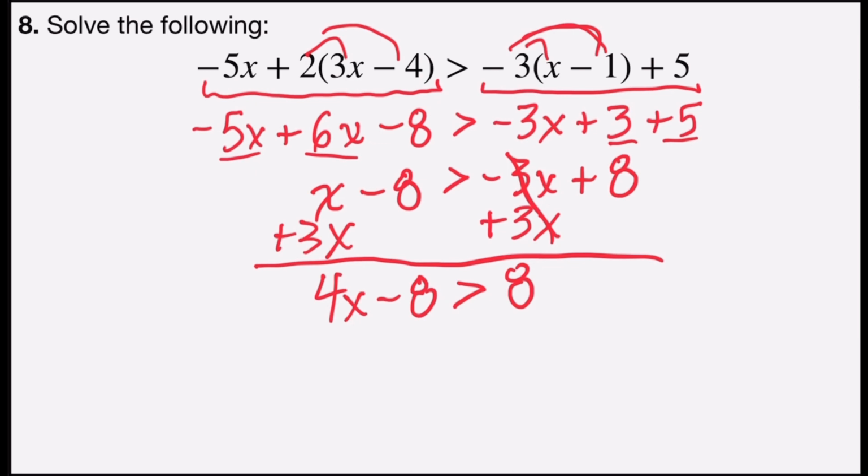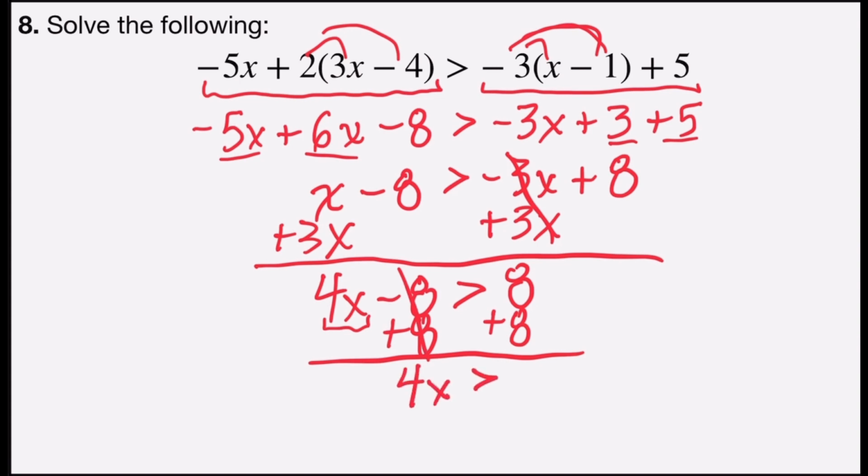Next step, I have to isolate my variable term 4x, so I'm going to add the opposite of negative 8, which is positive 8. Negative 8 plus 8 is 0, so that's eliminated. 0 plus 4x is 4x, and that's going to be greater than 16.